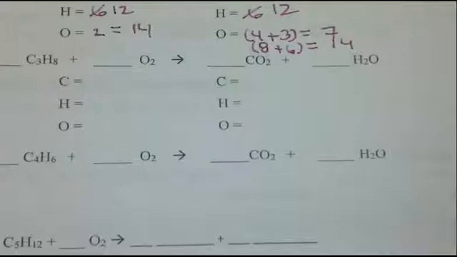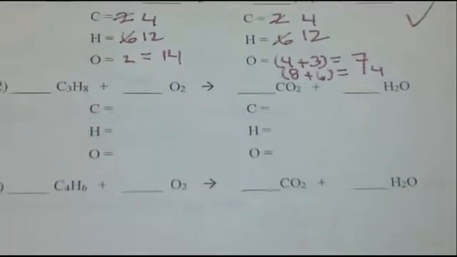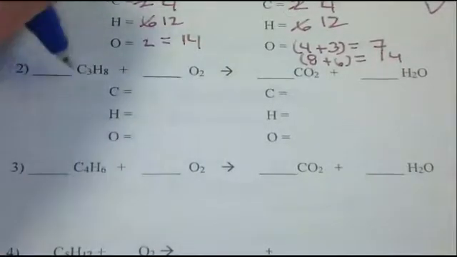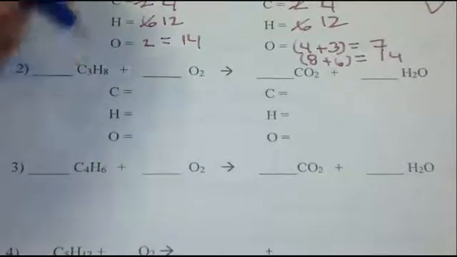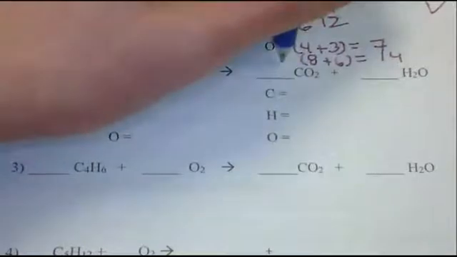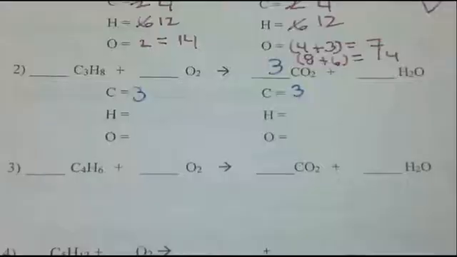Next problem, I'm going to do this in a different color so it doesn't look like they're running into each other. Now, you're not going to have to do that every single time, and you'll see what I mean here in just a minute. In the next example, as always, we're going to start in CHO order. So I'm going to check my carbons first. 3 carbons on the left, and I have 1 on the right, so I'm going to put in a coefficient of 3. So they're both 3.